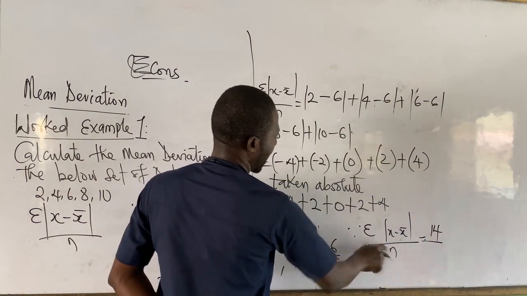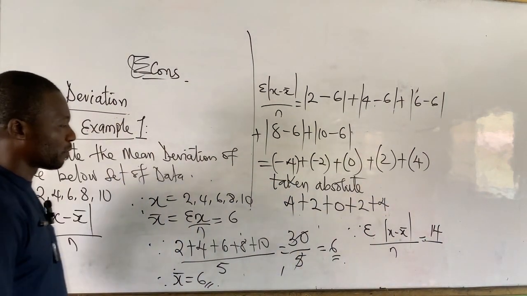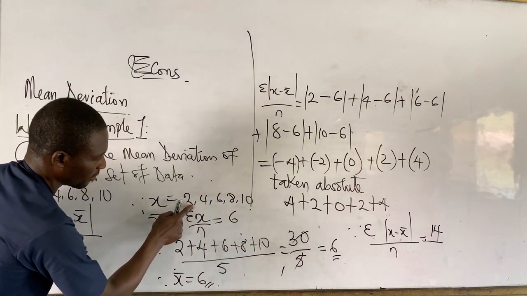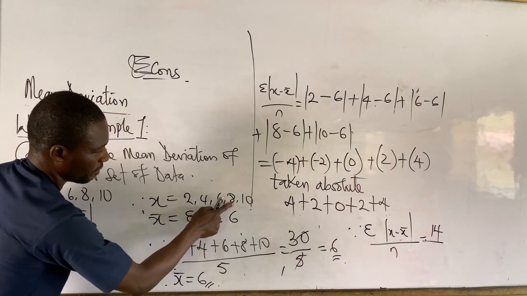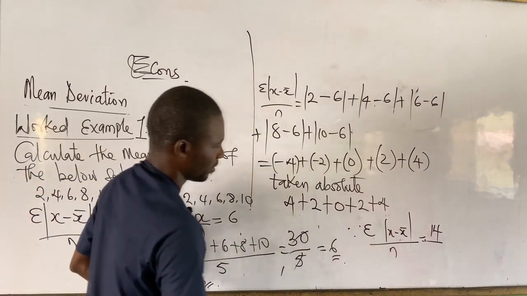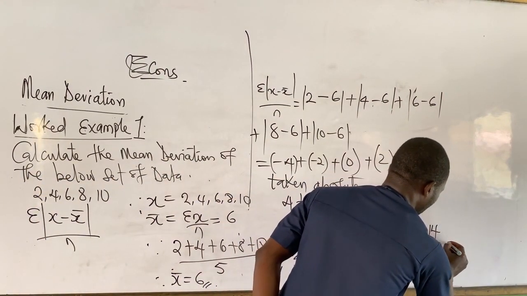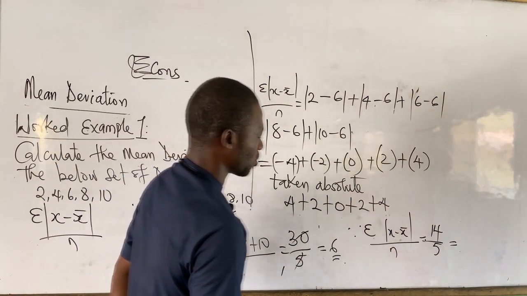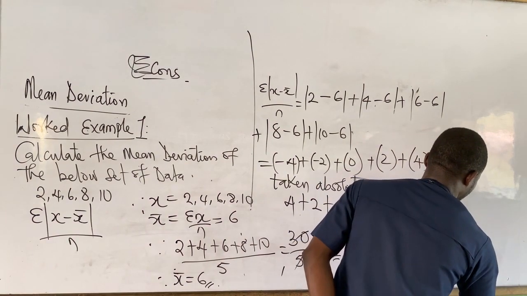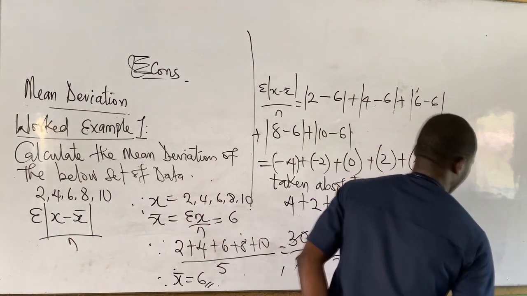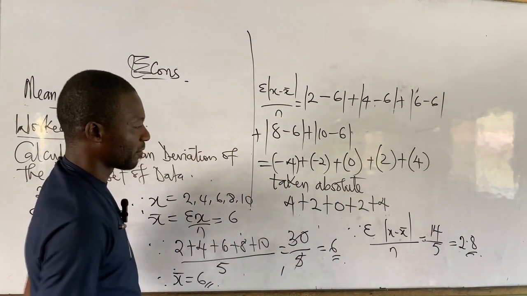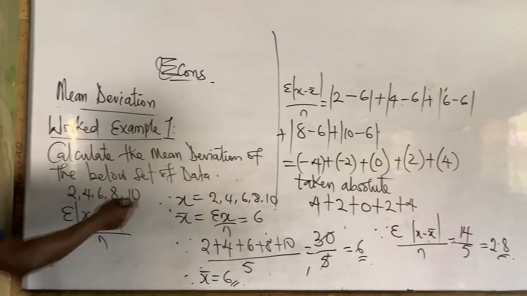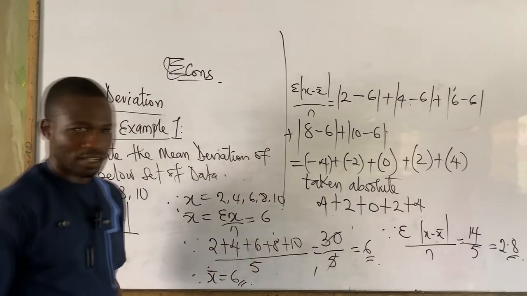Over what is our n? Our n is the number of data given to us, just as I've said earlier on. 1, 2, 3, 4, and 5. So we say 14 divided by 5. To get 14 divided by 5 is going to give us 2.8. So definitely our mean deviation for calculating this set of data is equal to 2.8.